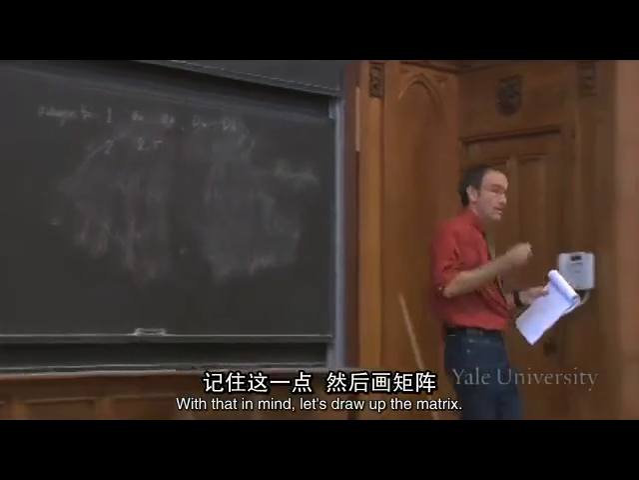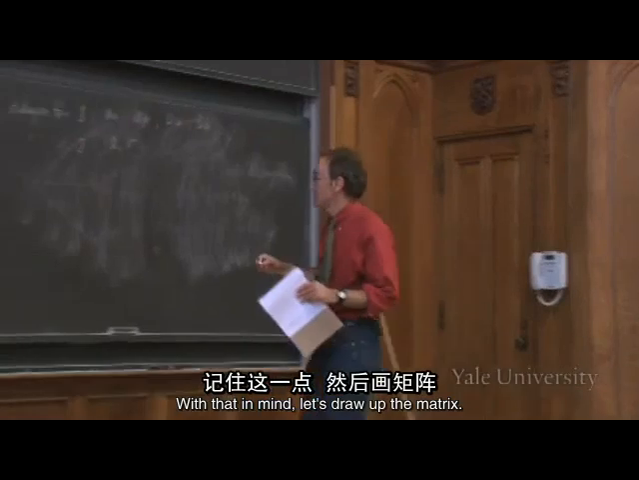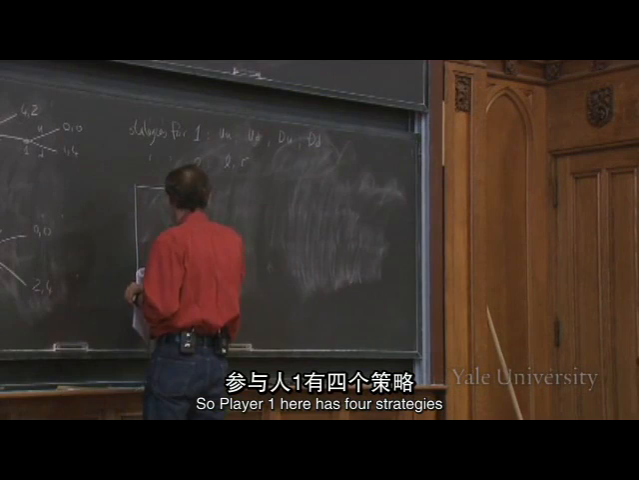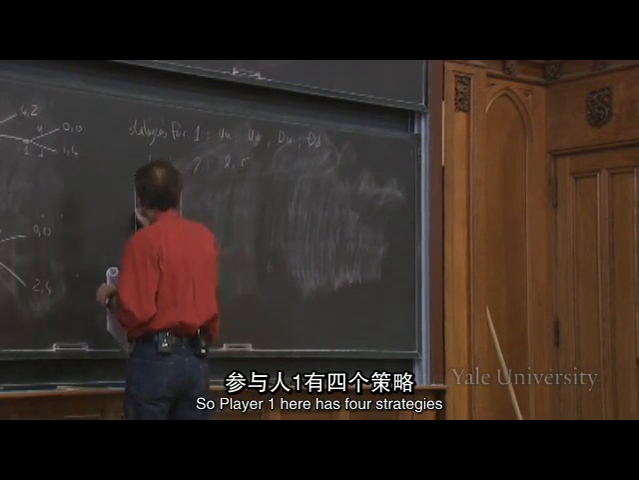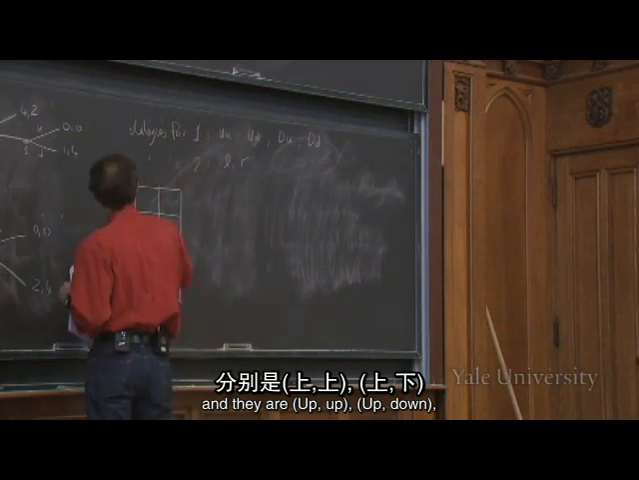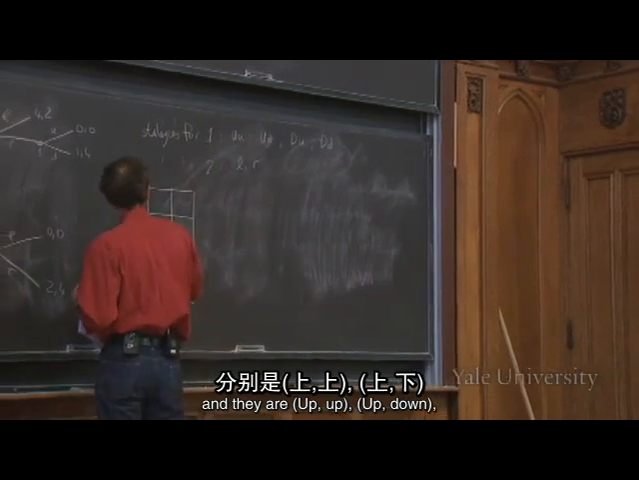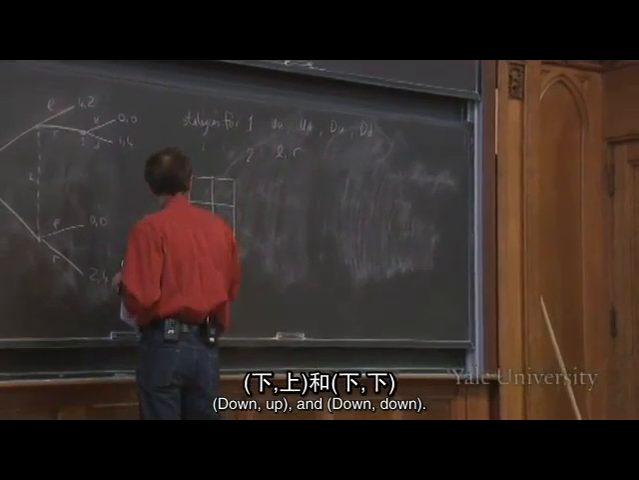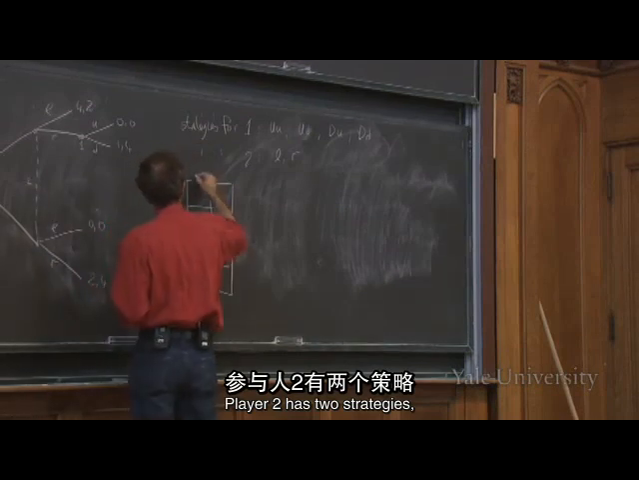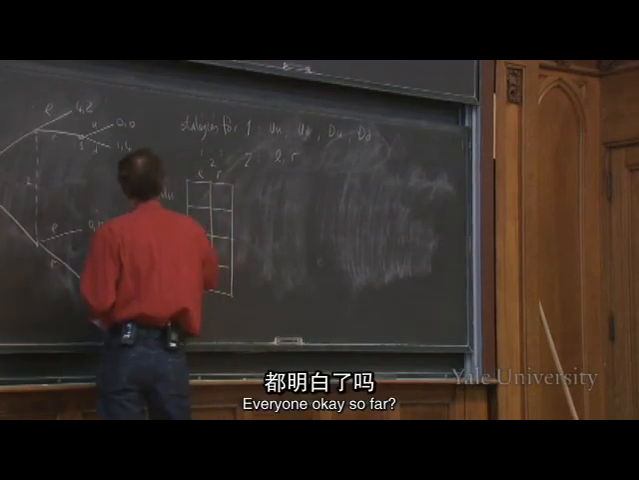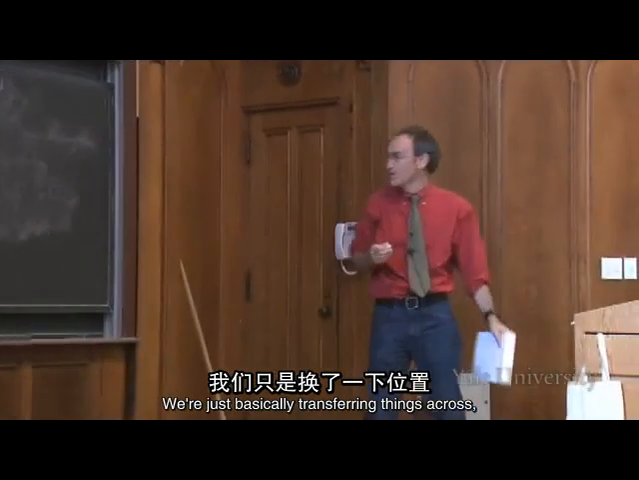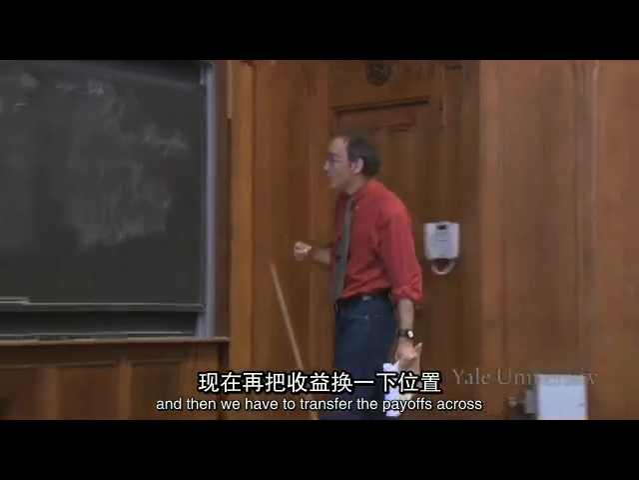All right? With that in mind, let's draw up the matrix. So player 1 here has 4 strategies, and they are up up, up down, down up, and down down. And player 2 has 2 strategies, and they are left or right. All right, everyone okay so far? We're just basically transferring things across. And now we have to transfer the payoffs across.